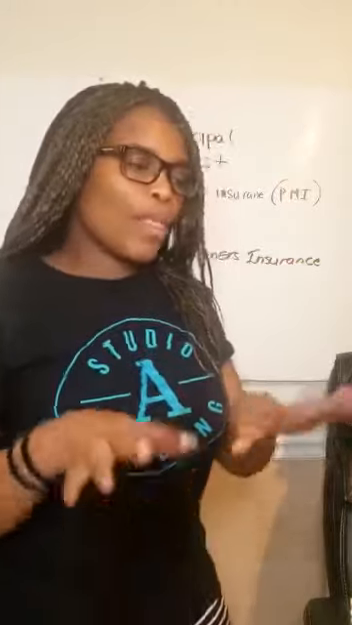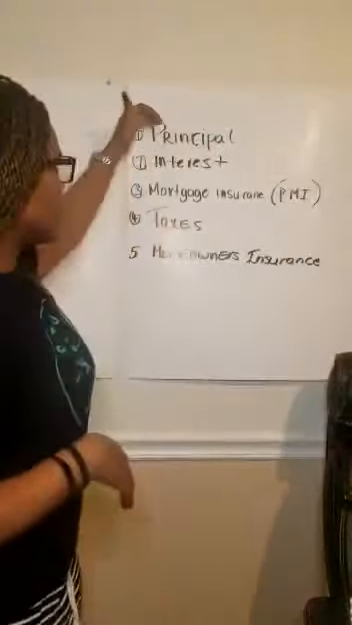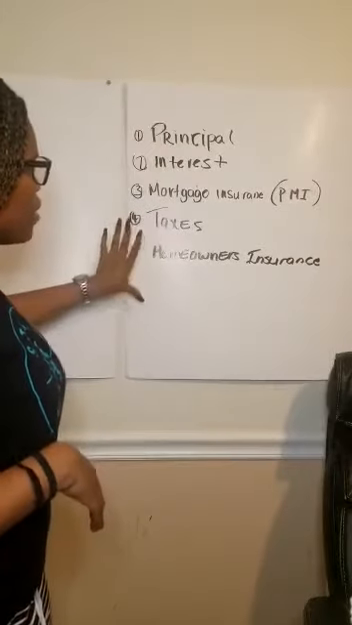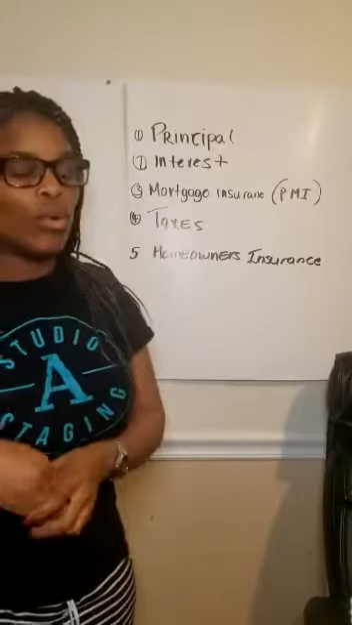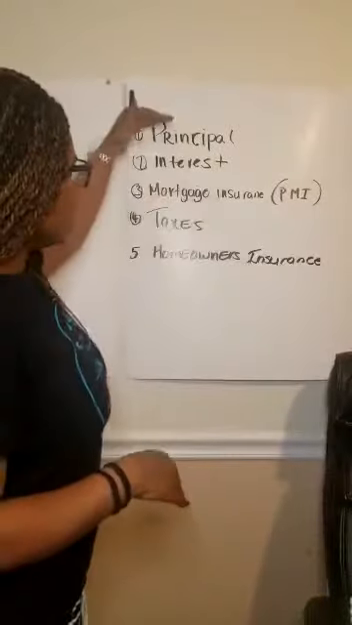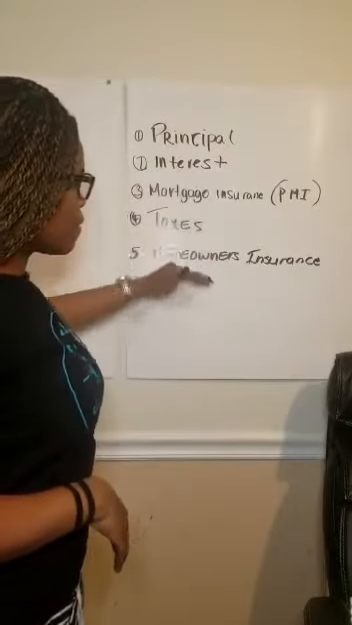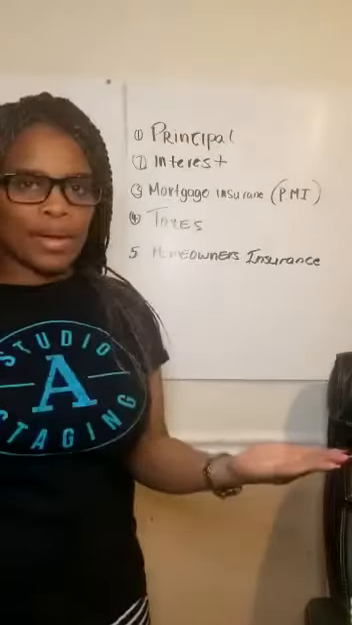So what Zillow actually gives you is these two. All these 5 things make up your mortgage payment. So when you go on Zillow and you use the calculator, they're only giving you the principal and the interest. They're not going to give you these. That is why that amount is not accurate.